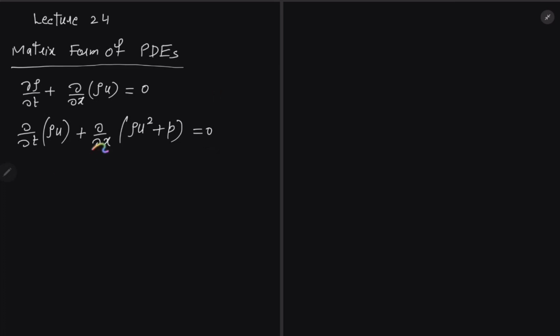For example, in these two equations, the first unknown is rho, the second unknown is velocity u, the third unknown is pressure p. So we actually have three unknowns. And how many equations do we have? We have two equations.